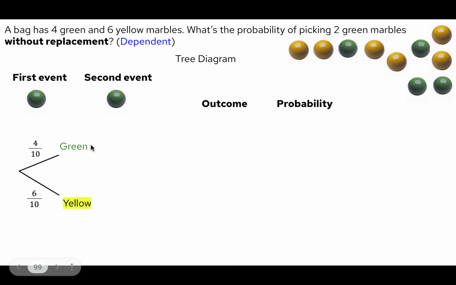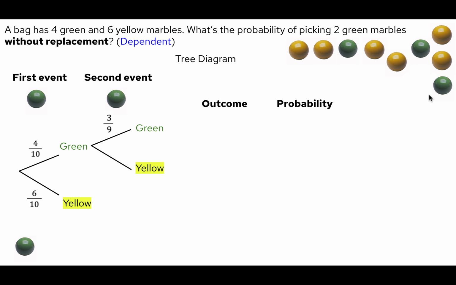Now, the next one I want to get is another green. Okay, so now I have to take this one away. So I had 10. I took one away because I already chose one. So how many left are green? Well, I could get a green or a yellow, but now there's only 3 that are green because I took one away. And there's also only 9 marbles, so I have 3 ninths. How many yellow? Well, there's still 6 yellows, but there's only 9 marbles left. Now, if I picked my yellow first, I could also get a green or a yellow. And again, there's 3 ninths for the green and 6 ninths for the yellow.